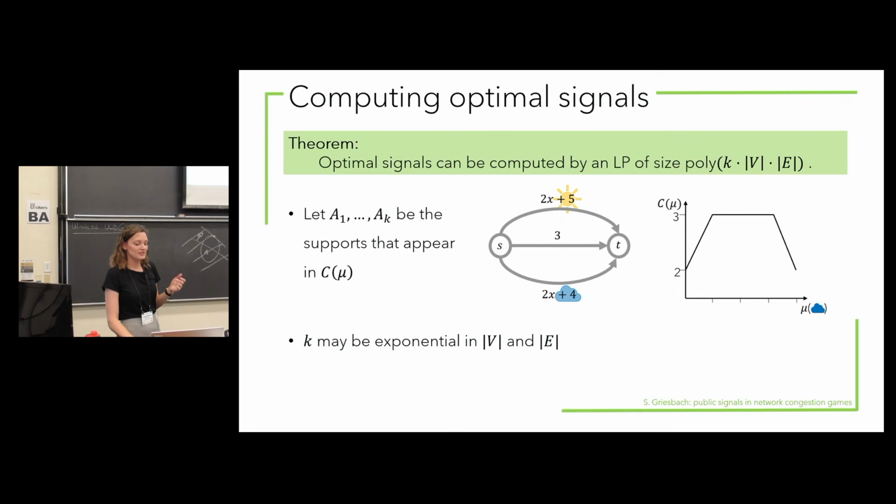And as I already mentioned, this K may be exponential in the number of vertices and edges. But for realistic networks, this K is actually rather small.